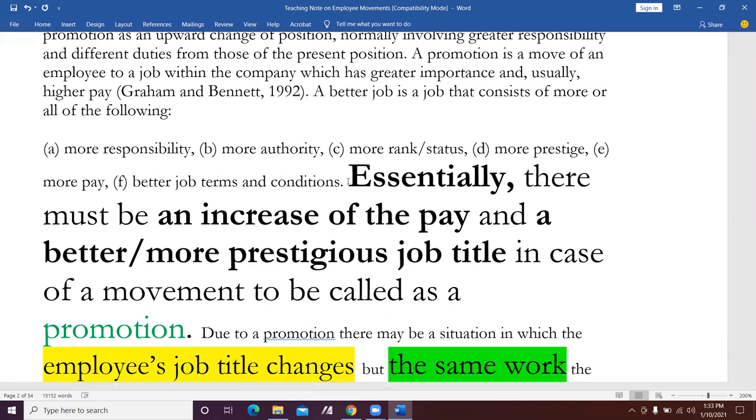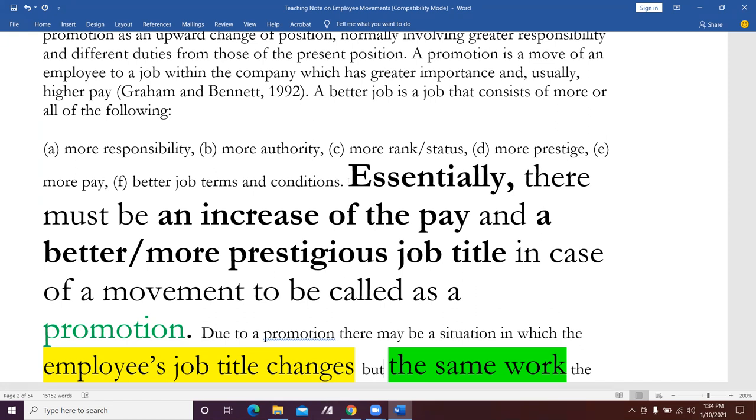Essentially, there must be two elements for an employee movement to be called a promotion. There must be essentially two elements. So what are they? First one is an increase of the pay. There must be an increase of the pay. So that means because of the promotion, the employee should be able to get a salary which is higher than the previous salary with regard to the previous job.